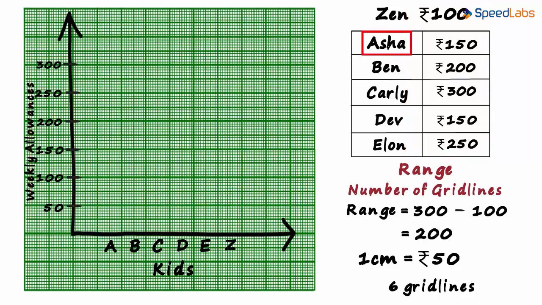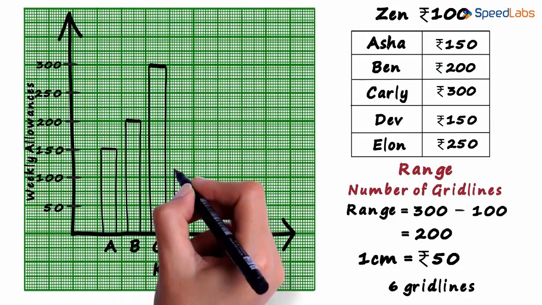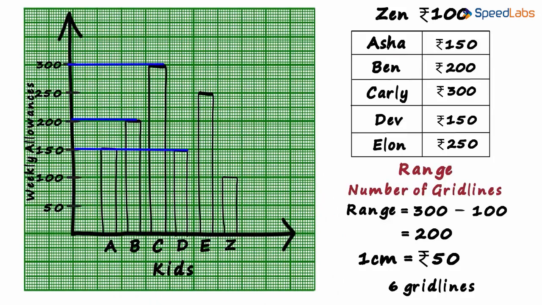Asha gets a weekly allowance of 150 rupees. It means we need to draw a bar up to this height. So we draw a bar like this. This bar represents Asha's weekly allowance. To represent Ben's weekly allowance, we draw a bar up to 200. Like this. And we continue to draw bars for other data points as well. And then Zen tells his dad that everybody's weekly allowance is more than what he's given every week. Look at the scale we have chosen.